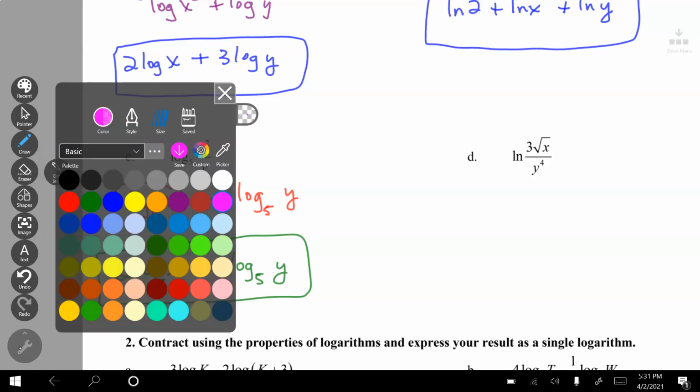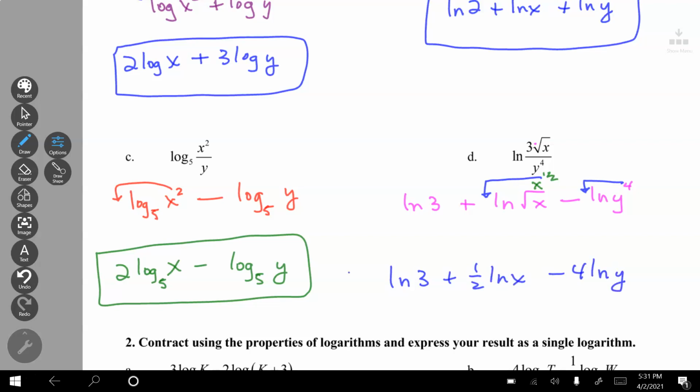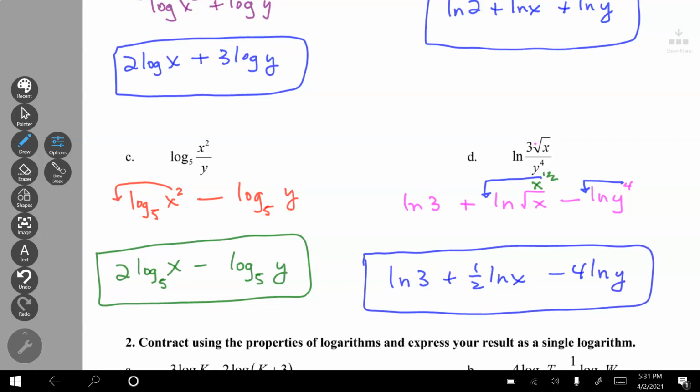In this last example, I see some multiplication going on. I see some division going on. So I get ln of 3 plus ln of the square root of x minus, for division, ln of y to the 4th. And when I see the square root of x, it's really x to the 1/2. And this 1/2 could jump in front as a coefficient, and this 4 could jump in front. So my final result is ln of 3 plus 1/2 ln of x minus 4 ln of y. And that is my final result. That is expanding, taking one logarithm and splitting up into many.